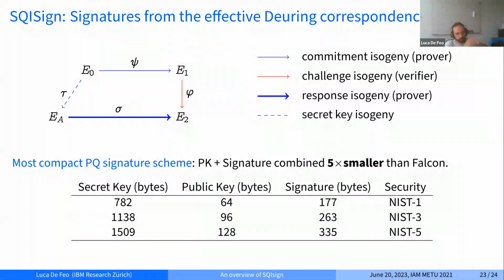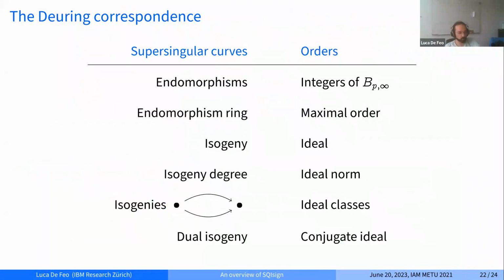And this is where the Deuring correspondence magic works, because if we had no information on the endomorphism rings, then we would not know how to do it. Essentially, the only isogeny we would know between E_A and E2 would be this long path that goes through tau, psi, and phi. But the power of the secret key is that because we know the endomorphism ring of E0, we can transport this knowledge to the endomorphism rings of E_A, E1, and E2. So we know all endomorphism rings involved. And now we can move this problem from the left column to the right column. And on the right, everything is easy.